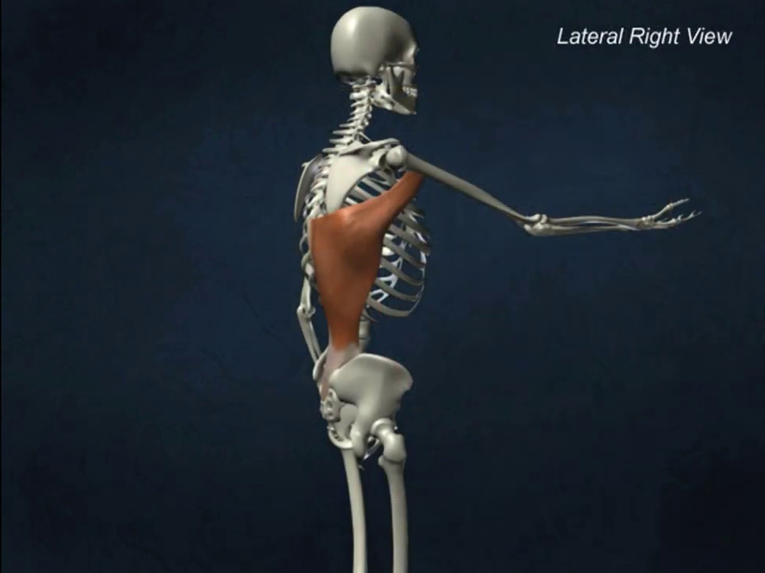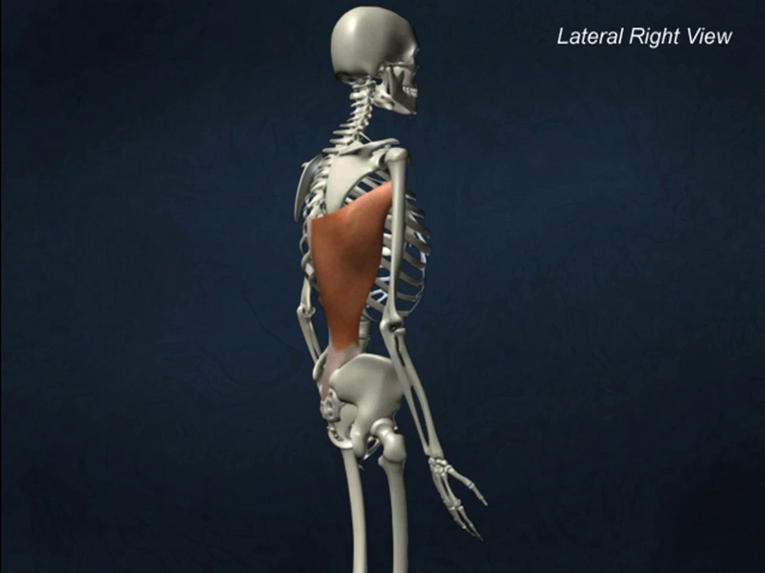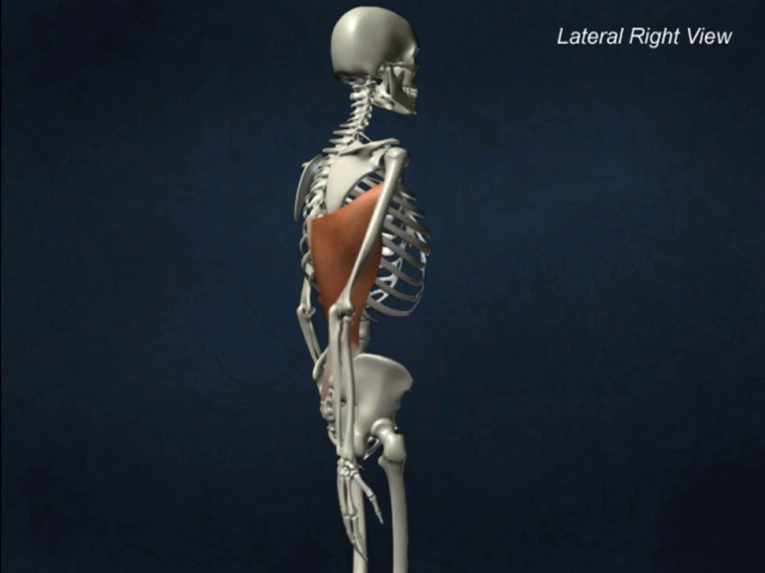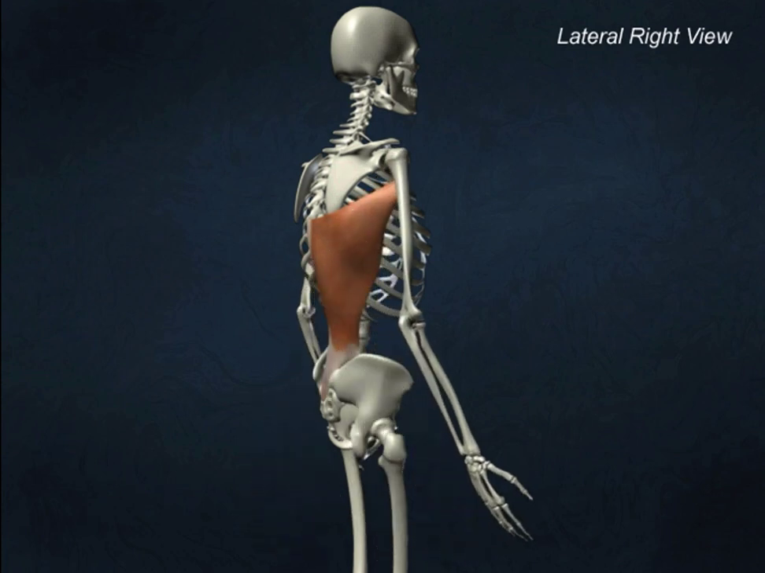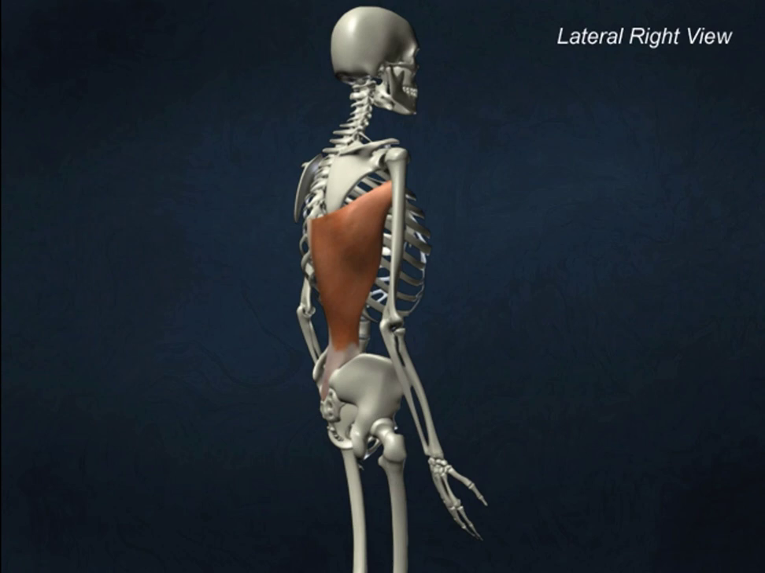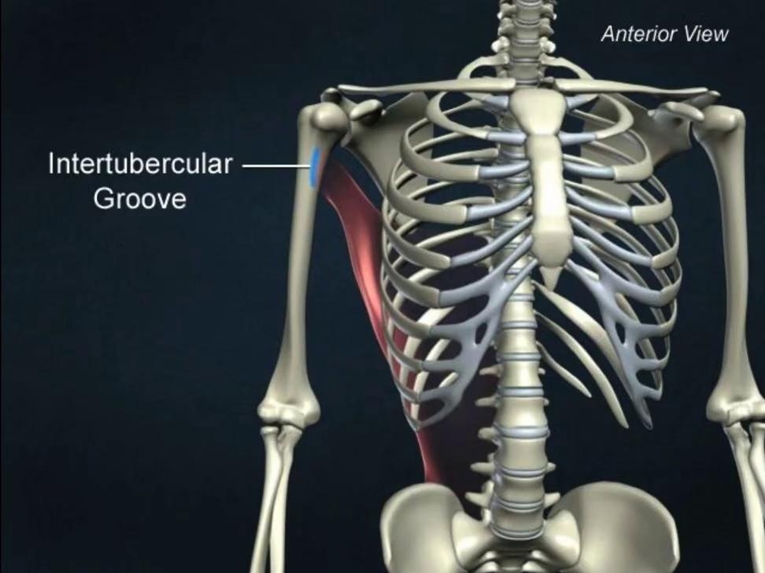Latissimus dorsi extends the arm at the shoulder. From a state of flexion, it moves the arm to an anatomical position or to a state of extension, and beyond this to a state of hyperextension. It also adducts the arm by moving it in a medial direction toward the midsagittal plane, and medially rotates the arm by turning the anterior surface of the arm toward midline. Latissimus dorsi is innervated by the thoracodorsal nerve.